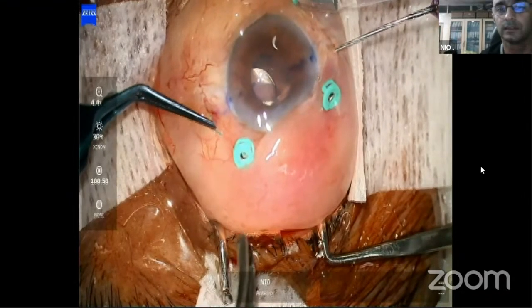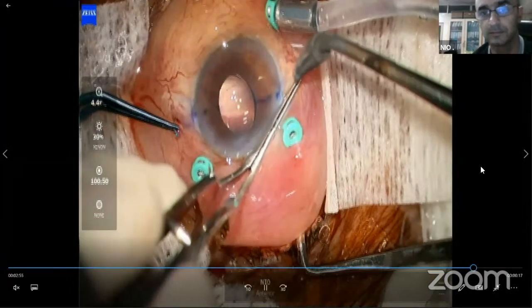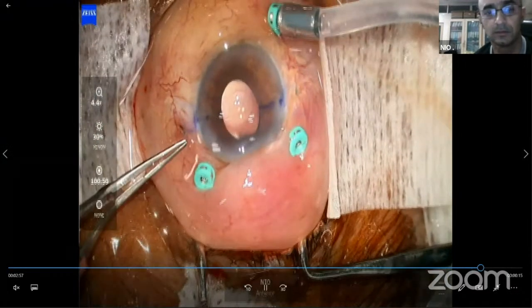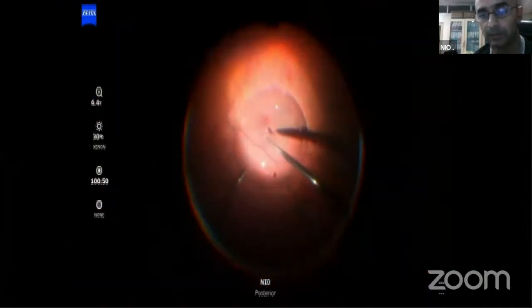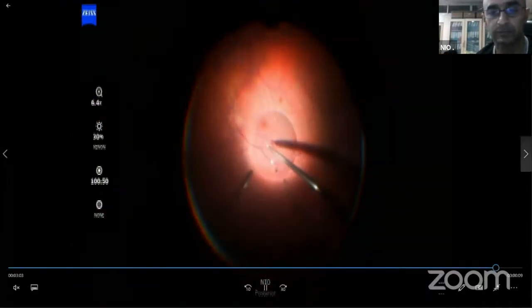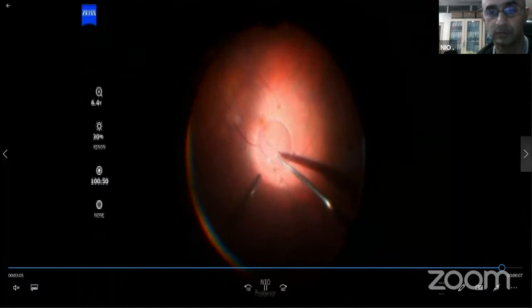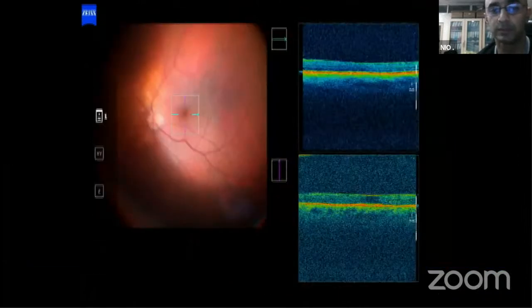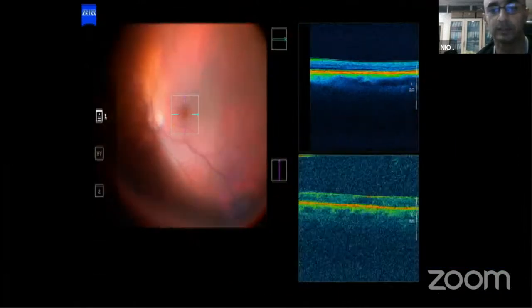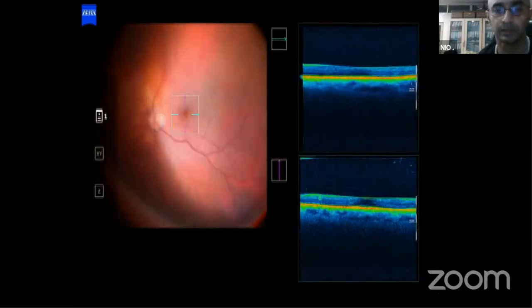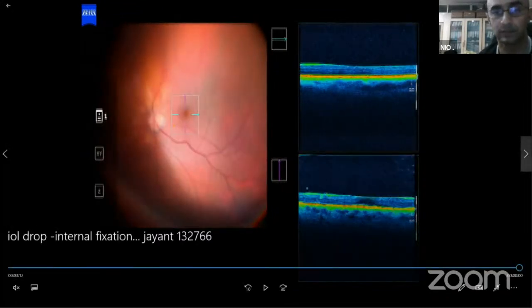And that is a scleral fixation. The centration of the IOL is very nice compared to the other types of scleral fixated IOLs. That's what I feel. And of course, at the end, one has to remove the PFCL. And I'm just checking the macula if there's any cystoid macular edema or a peritoneal membrane. That's the end of the case.